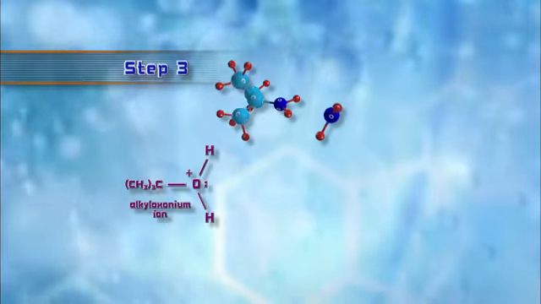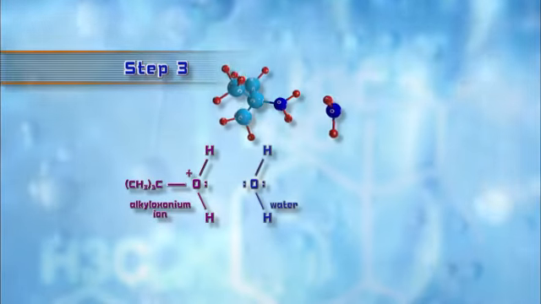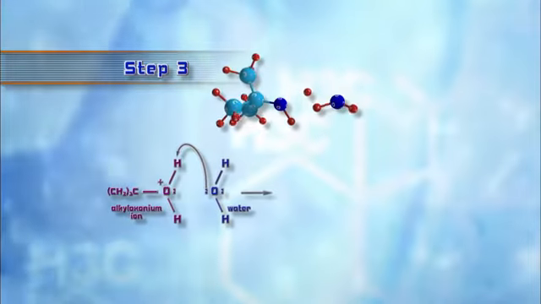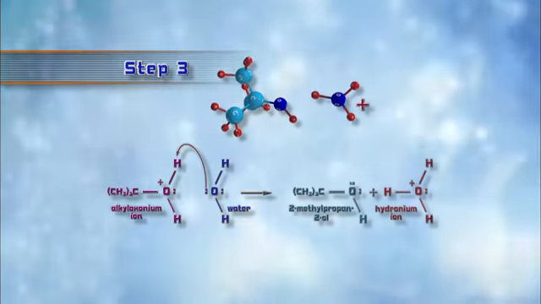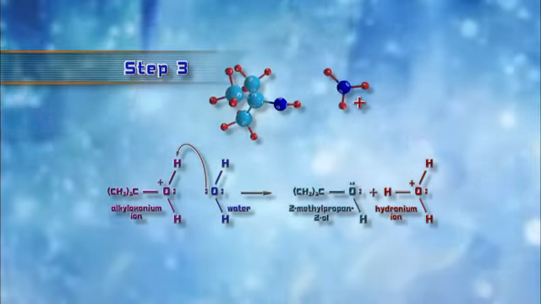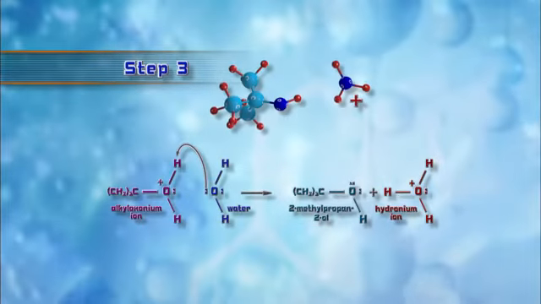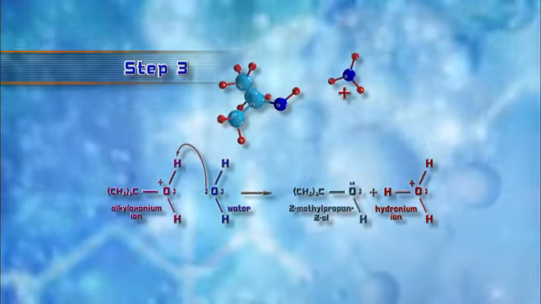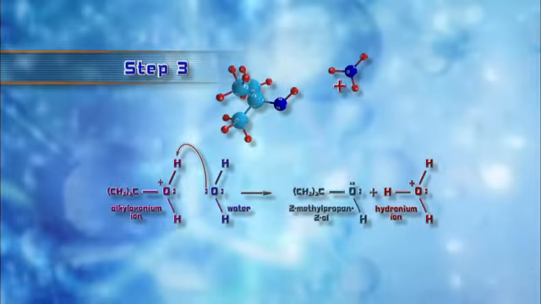The third step is a fast acid-base reaction. Water acts as a base to remove a proton from the alkyloxonium ion to give the end product, 2-methylpropane-2-ol. To conclude, unlike primary and secondary haloalkanes, tertiary haloalkanes mainly adopt this reaction route to undergo substitution reaction.